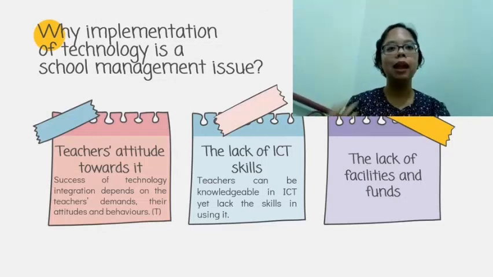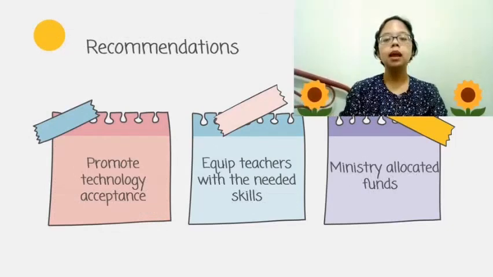Okay. Lastly is the lack of facilities and funds. This is true for many schools in Malaysia. There are many rural schools that do not have labs or computers. Then, how are they going to implement technology in school management? Here are some recommendations to help solve the issue.